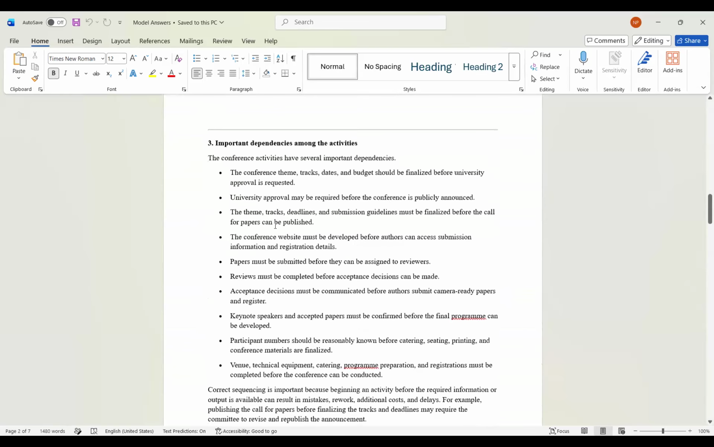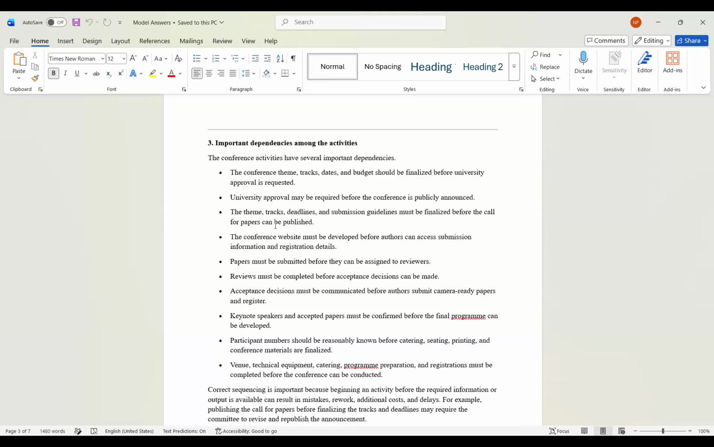So if you look for dependencies among the activities, there are several dependencies that you can see. You have to decide on the conference theme, the tracks, dates, and the budget before the university approval is requested. And the university approval may be required before the conference is publicly announced. And themes, tracks, and deadlines must be finalized before the call for papers. And the conference website must be developed before authors can access any submission information and registration details.